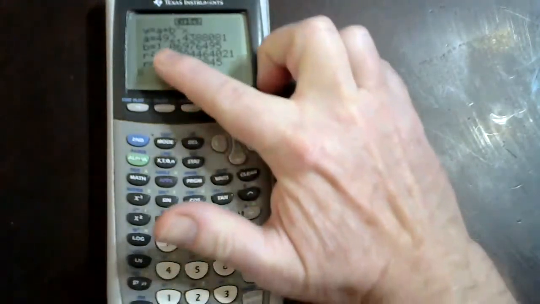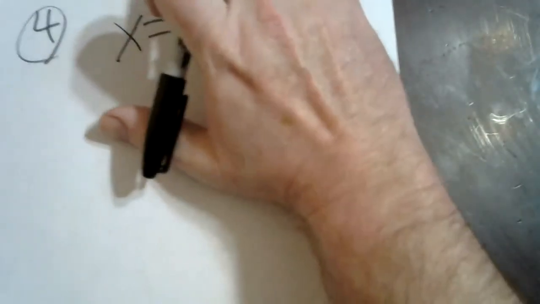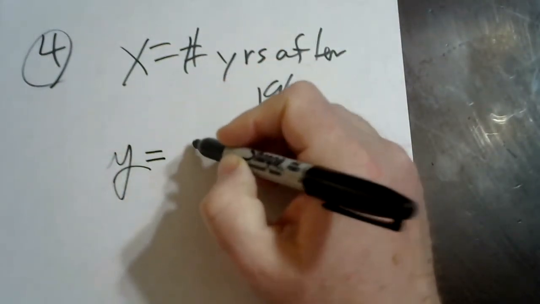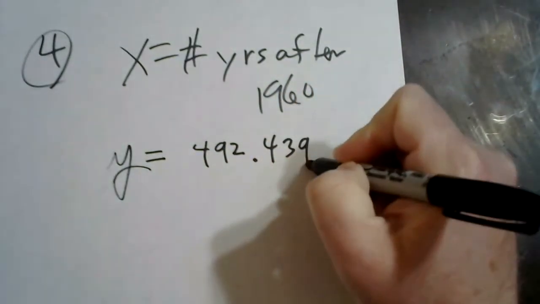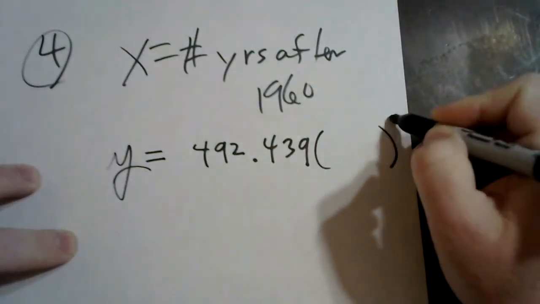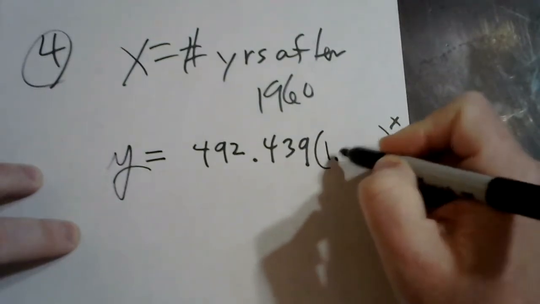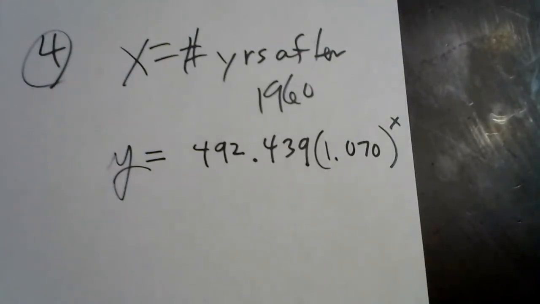So notice once again it's a times b to the x. I guess that's something we haven't done yet in this video. And I'm just going to assume they want us to do this in 3 decimal places. So my function should look like this. So that's what I get, to 3 decimal places.